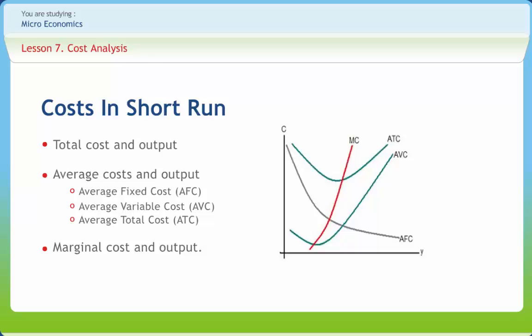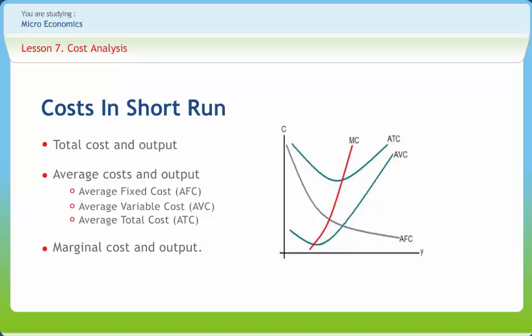While the average variable cost AVC is an economic term that refers to a firm's variable costs like labor, electricity, etc., divided by quantity Q of output produced. Variable costs are those costs which vary with output. AVC equals VC divided by Q. Average variable cost plus average fixed cost equals average total cost. ATC equals AVC plus AFC.